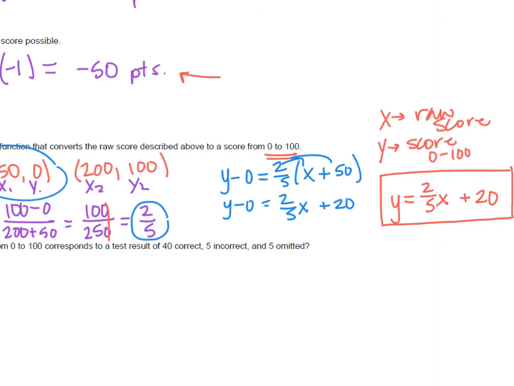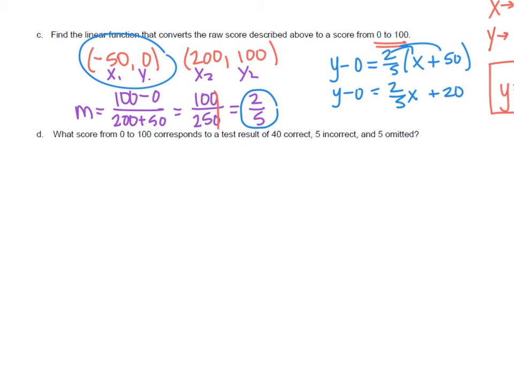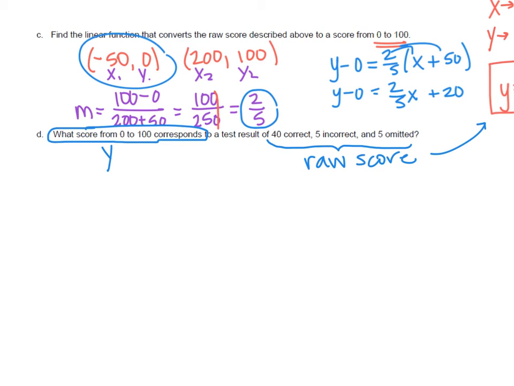All right, part D. What score from 0 to 100 corresponds to a test result of 40 correct, 5 incorrect, and 5 omitted? When they're saying this, what score from 0 to 100 corresponds to that, that's the y value. So we want to find the y value, which means we should have an x to plug into our equation. So 40 correct, 5 incorrect, and 5 omitted, this is the raw score that we just have to find so that we can plug it into our equation that we came up with.